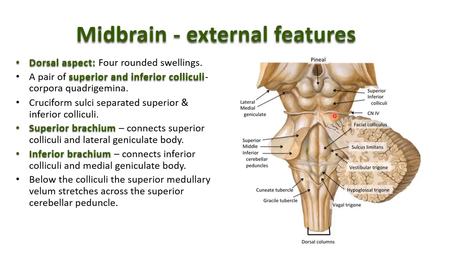So the trochlear nerve pierces, then runs laterally and anteriorly. It is the only cranial nerve emerging from the dorsal aspect of the midbrain. That is your superior medullary velum stretching between the two superior cerebellar peduncles. So dorsally you see the pair of superior colliculi, inferior colliculi, and the superior and inferior brachium connecting to your medial and lateral geniculate bodies. This is your superior medullary velum. That is the dorsal aspect of the midbrain where you can appreciate the external features.